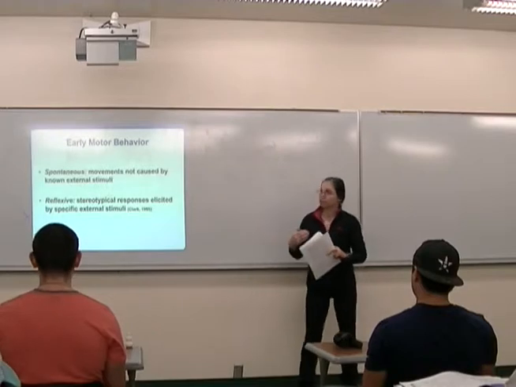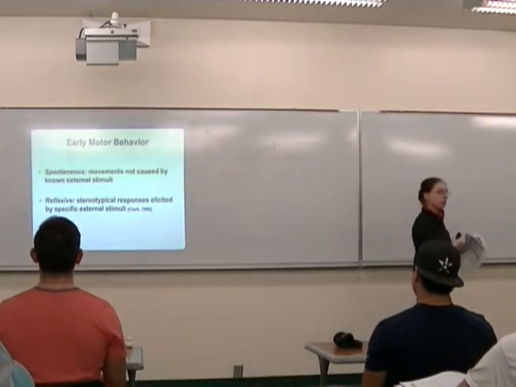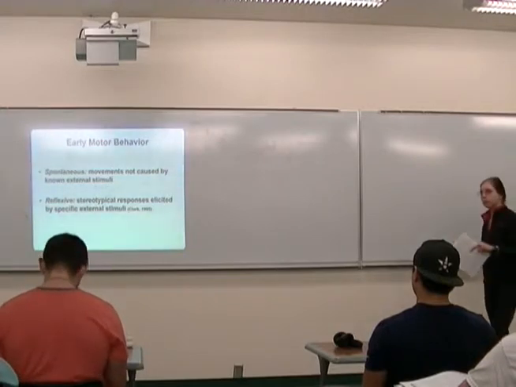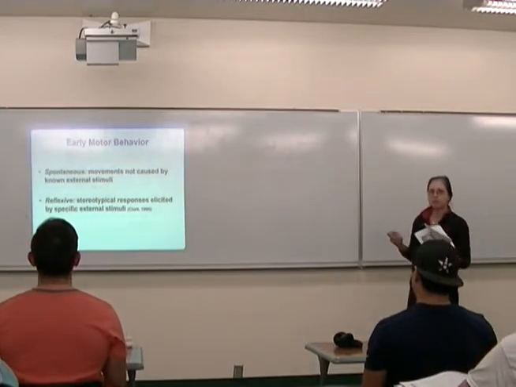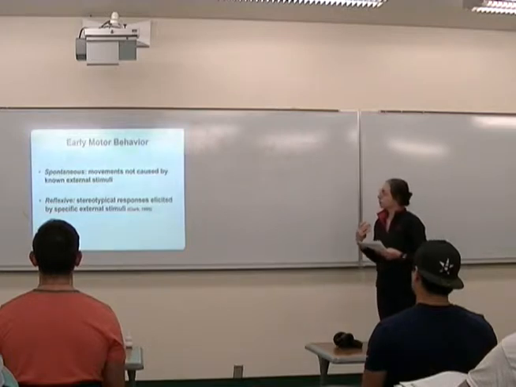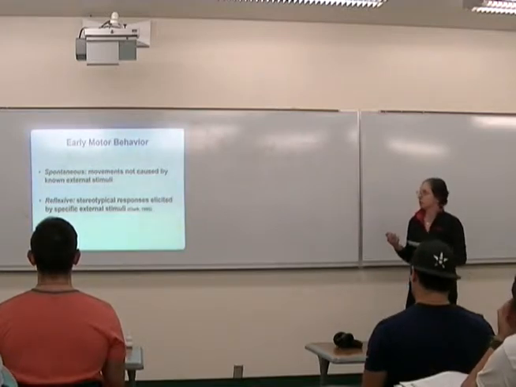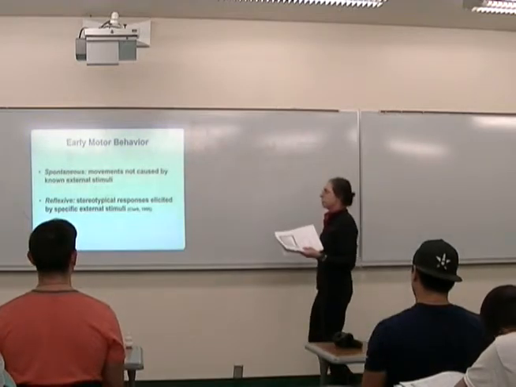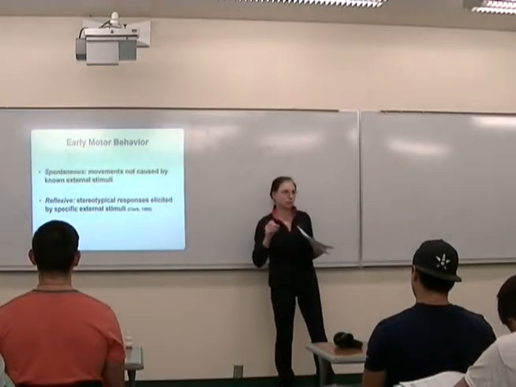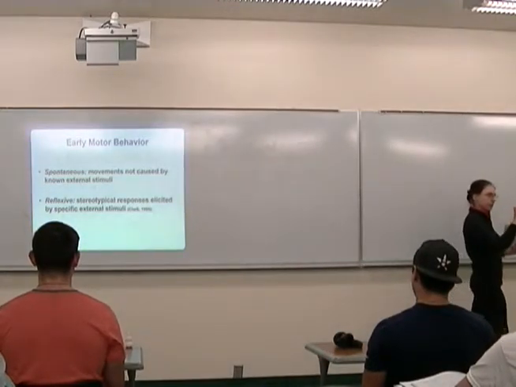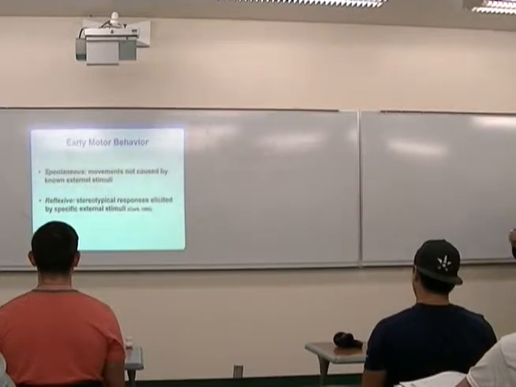Another word for spontaneous movements is stereotypies. In some textbooks they're called stereotypies rather than spontaneous movements. Just depends which book you're looking at, right? And the second group are reflexes, and reflexes are movement responses that are elicited by a specific stimulus. So it's a very specific response to a very specific stimulus. They don't interact.